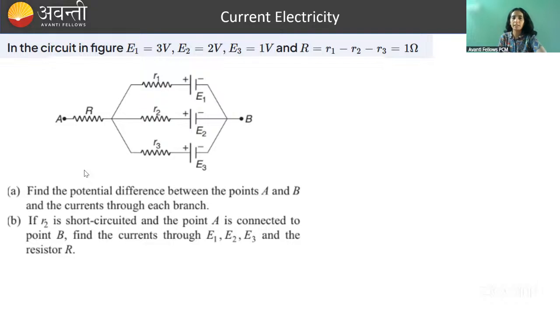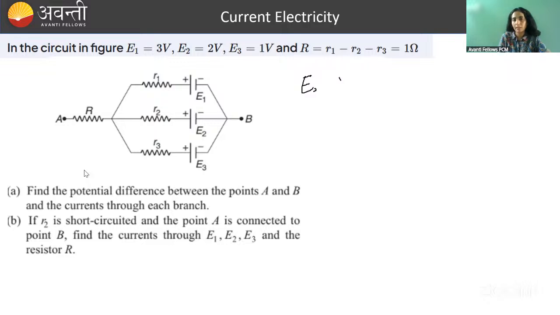Which formulas will come into use here? First thing is your KVL, that is Kirchhoff's voltage law, that you already must be knowing how to write it. Another one is, for calculating A, you will be requiring the formula for calculating equivalent EMF if cells are connected in parallel. So you all must be aware of it.